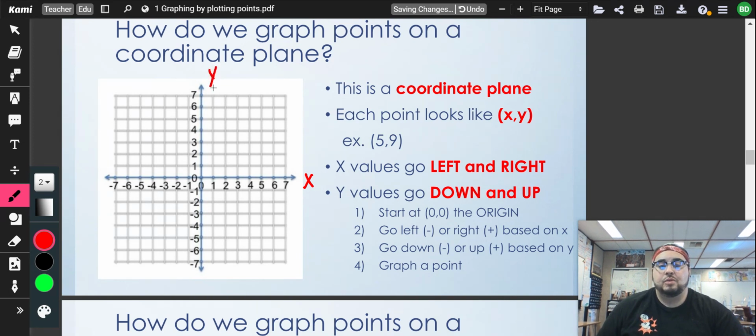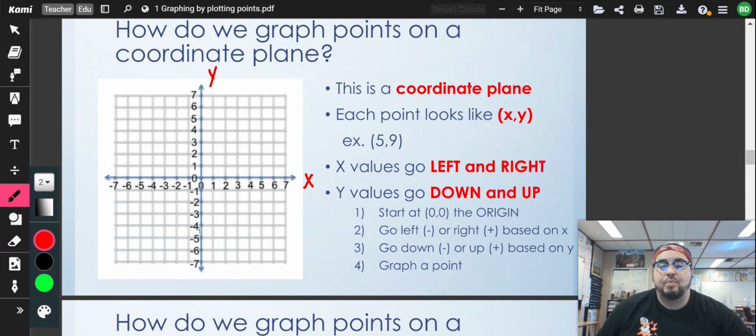So first, we go in alphabetical order. So we're either going to go left or right, depending on the value of x. Okay, so if x is negative, we go to the left. If x is positive, we go to the right. Then we go up or down. If y is positive, we go up. If y is negative, we go down.